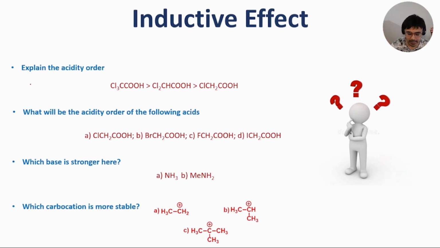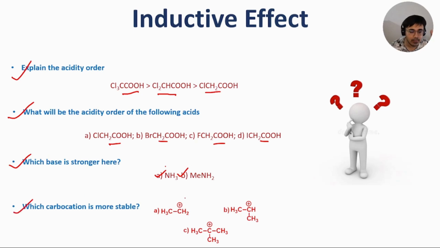For example, here it is asked to explain the order of acidity. Trichloroacetic acid, dichloroacetic acid, and monochloroacetic acid: which will be more acidic in nature? Here again, some acids like alpha haloacetic acids have been given, and it is asked which one will be more acidic in nature. Here, two bases are given, ammonia and dimethylamine, methylamine, and it is asked which is more basic. Again, it's a concept of order of basicity.